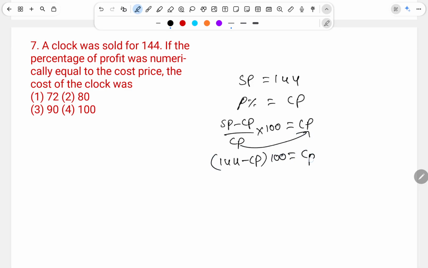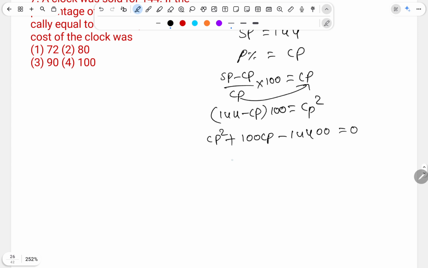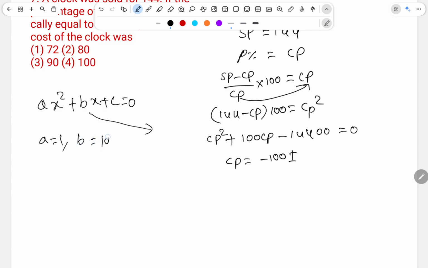If we transpose to the right hand side, CP square. So CP square plus 100 CP minus 144 into 100 becomes 14,400. That is equal to 0. Use the quadratic equation. If AX square plus BX plus C equals 0, now compare this. In the place of X, CP is there. So A is equal to 1, B is equal to 100 and C is equal to minus 14400. So X is equal to what? What are the roots? Minus B plus or minus root of B square minus 4AC whole divided by 2A.